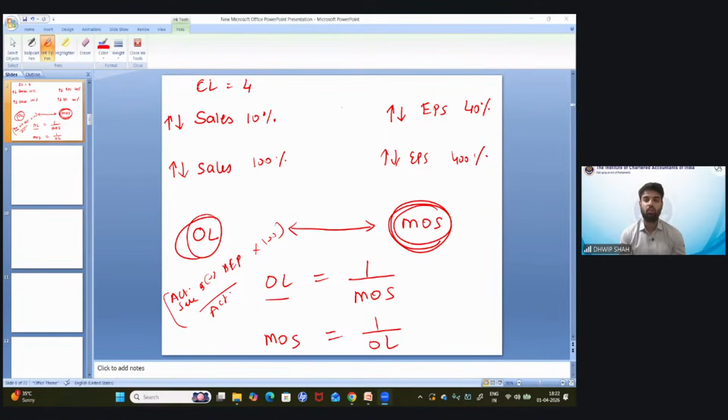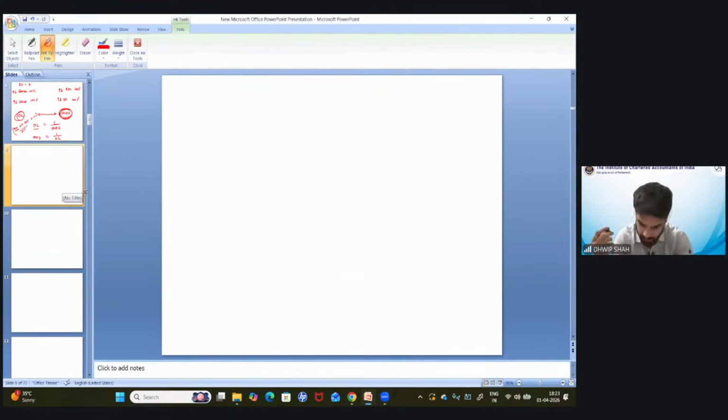Now see, all these things that I have just brushed up with you, you all know this. I was just quickly revising the concepts, the formulas, OL related with MOS, combined leverage, interpretation, everything. So now let's take some practical problems and try to learn leverage in a better way. There is one very good question in RTP of May 2026.